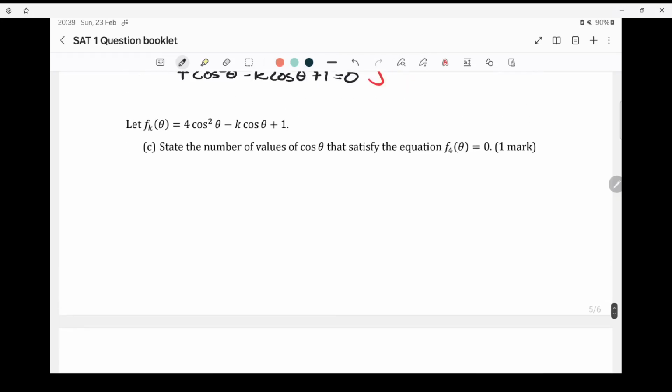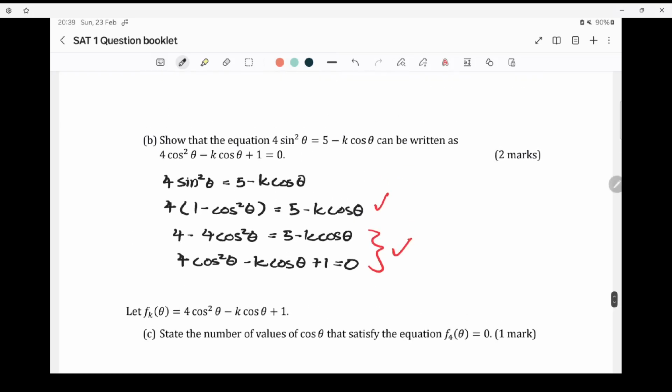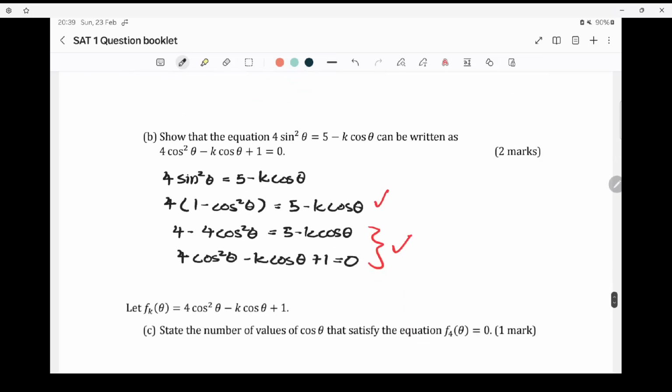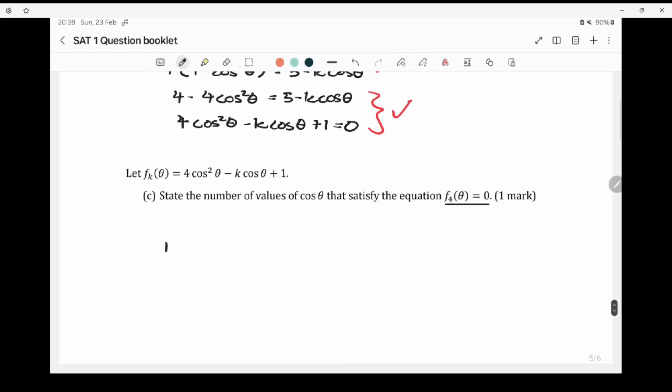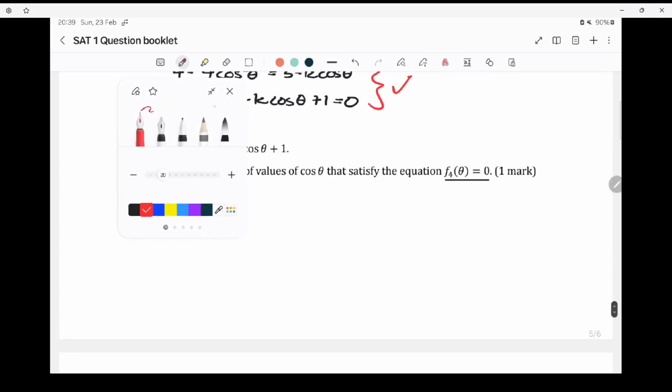Let f(k, theta) equal that. State the number of values of cos theta that satisfy the equation. So notice that this has exactly the same form as this, and when k equals 4, you only have 1 value of cos theta, so the answer will be 1. So this will be 1 mark.